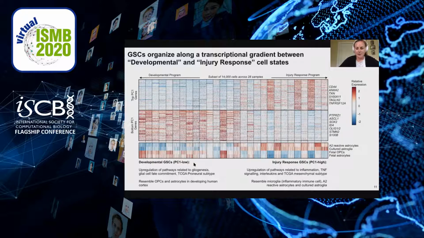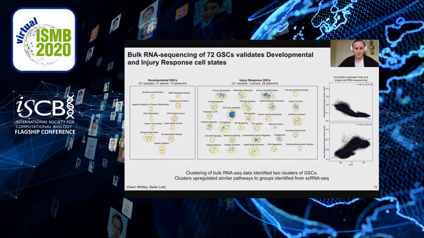So based on the pathway analysis, similarity to normal brain cell types, and also marker genes that we saw being expressed, we termed the PC1 high GSCs as being injury response-like due to their wound response programs being expressed, and then the PC1 low being developmental due to their similarity to neurodevelopmental programming.